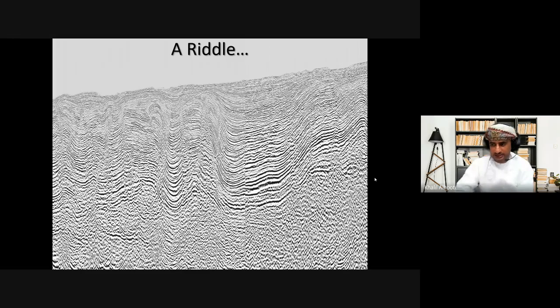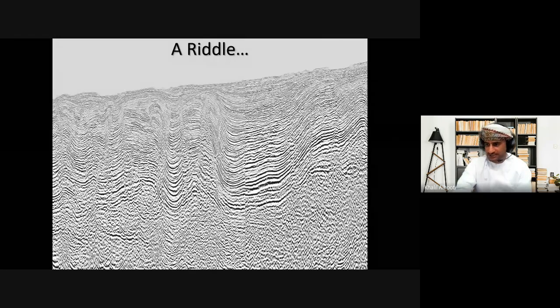Seismic reflection technique. I would like to ask a question. What do you see? What is the picture shown to you in this slide? What do you think this is? Who can answer me? Anybody can volunteer and give me an answer.